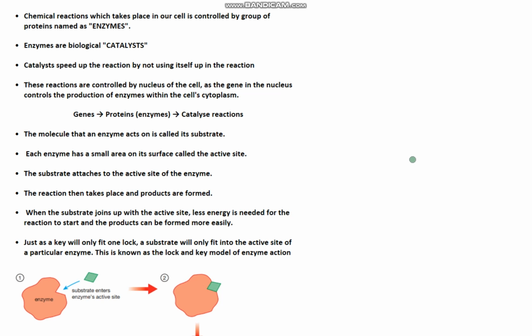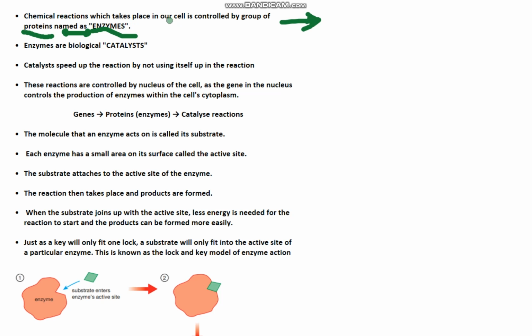And our next topic is about enzymes and controlling reactions in the cell. The enzymes definition is given here on the top of the page. Chemical reactions which take place in our cell are controlled by a group of proteins named enzymes. These enzymes are basically a group of proteins, and proteins are made up of amino acids, which we'll learn later. But enzymes are proteins, they are both the same. So it means if they go out of the cell, the protease enzyme can break down protein.